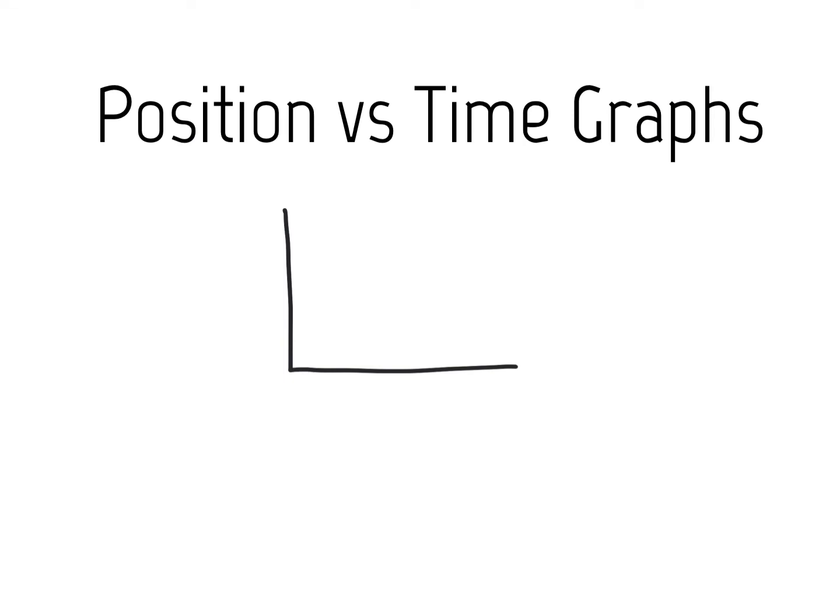Now that we've had an overview of what to look for on the graphs, let's look at a position versus time graph. Based on the title, that tells me that the position is our dependent variable, so that would go on the vertical axis.